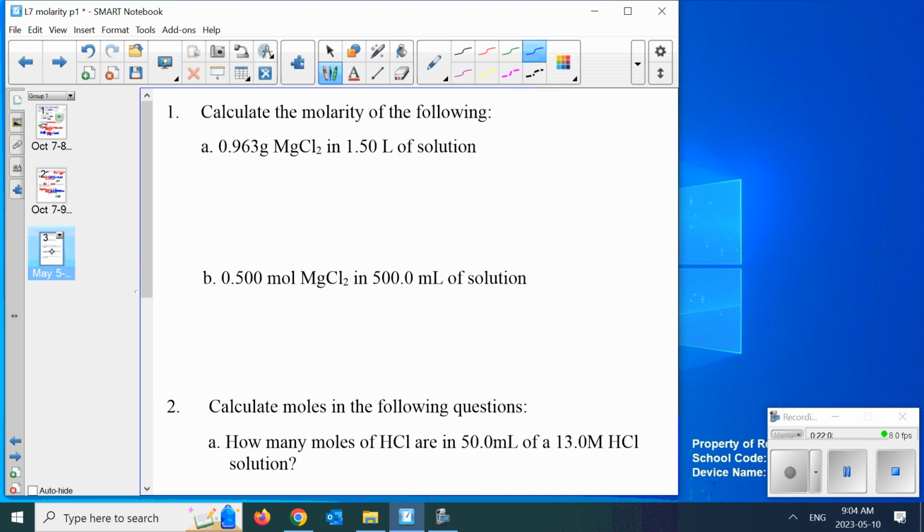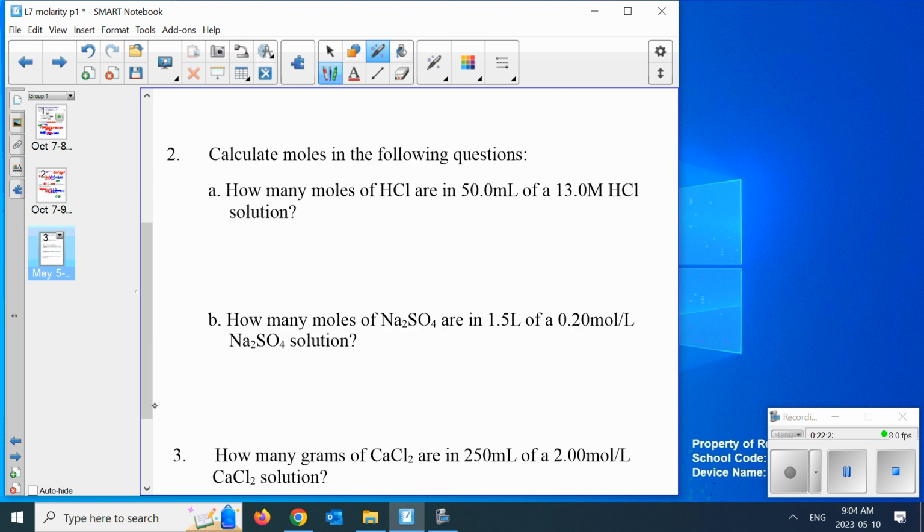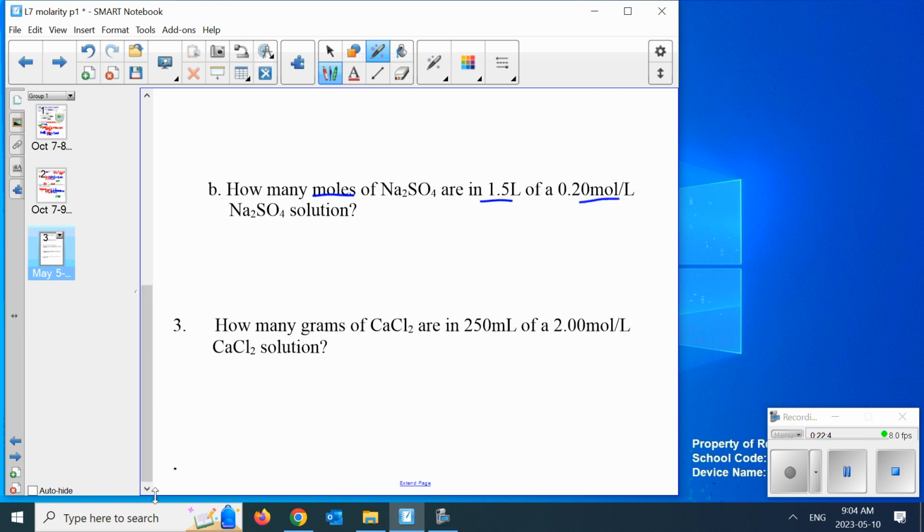So in this case, I want you to calculate the molarity. That means what's the moles per liter. This one gave you grams, so you're going to have to convert to moles. This one is simpler because I already have the moles, and I just divide by the liters. 500 mL is 0.5 liters. Number 2, how many moles? So this is where I would stop with the first bracket. That big M means moles per liter. How many moles? Liters. Okay. And then how many grams?